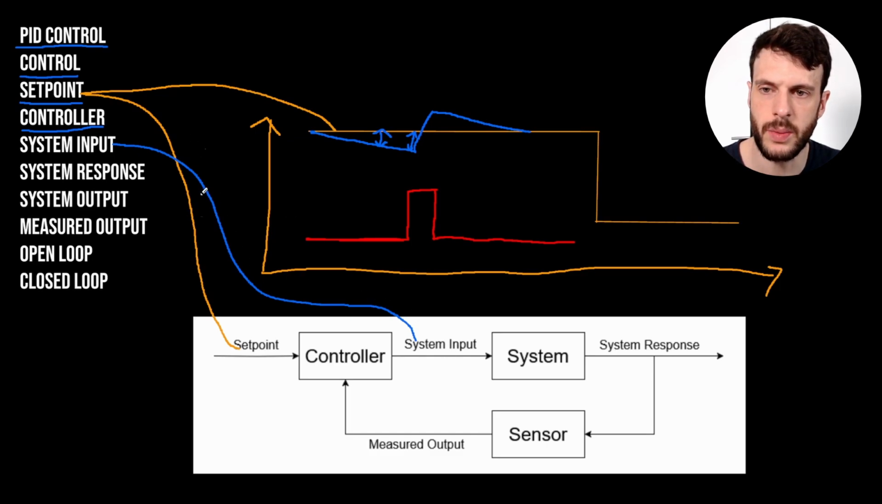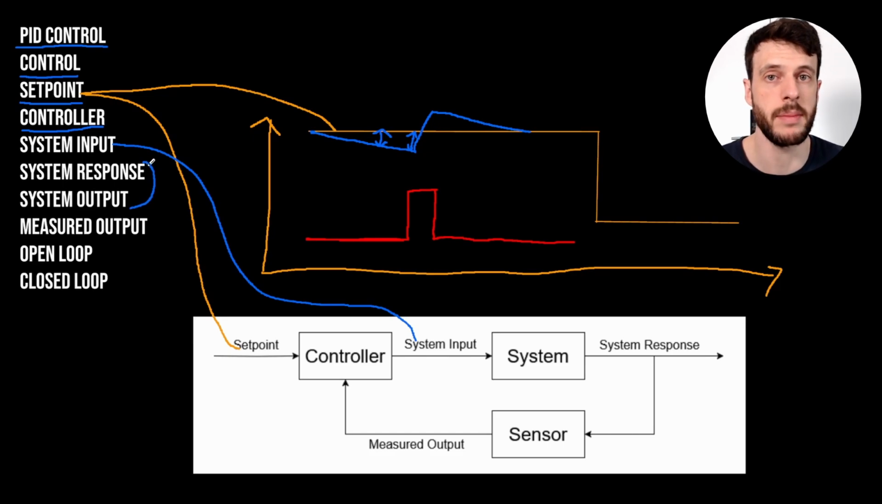So let's check that we understand all these terms. We know what a system input is. It is this red line. We know what the system response is. It's the blue line. And the system output just means the same thing. Different people call it either a system response or a system output. We've also got our measured output, which is what the sensor is producing. And as we said, we assume that's the same as the system output.